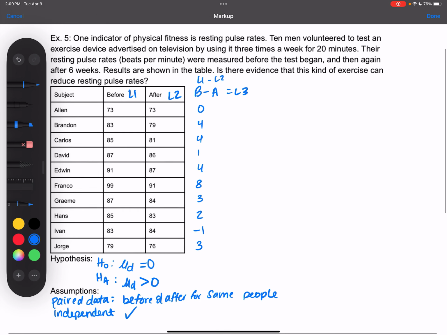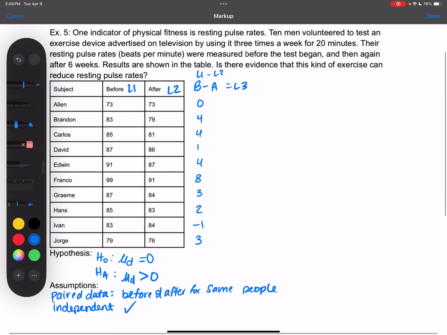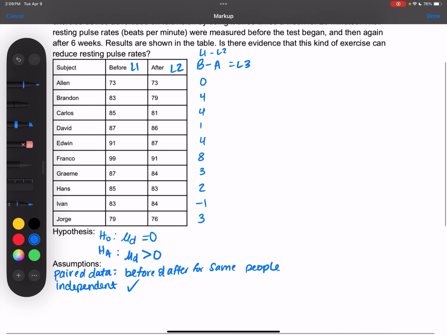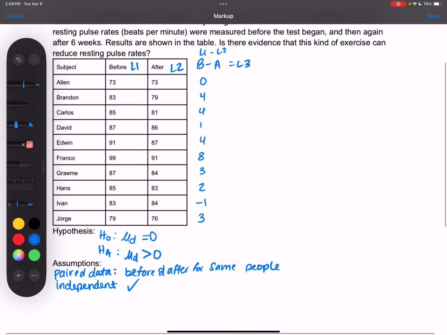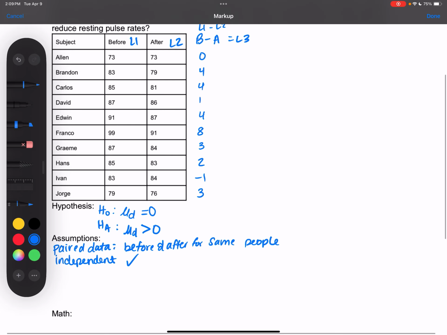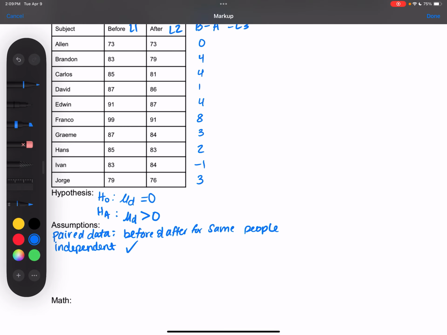I mean, it says 10 men volunteered, which could potentially, you know, did you get all the most athletic people already? Did you get people that are couch potatoes? So anyways, we're going to hope that it's representative.